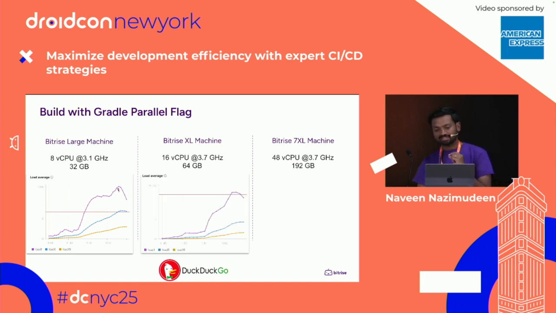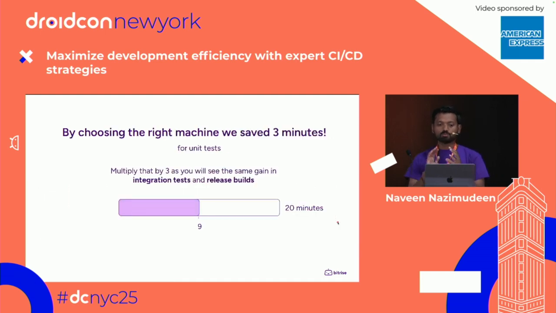Now let's take a look at the 16 vCPU. You can see that most of the processes executed below the availability level of 16 CPU. With the 48 vCPU, you can see that there was so much capacity to spare. So by choosing the right machine, we saved an additional 3 minutes. And this is just for unit tests. Now, multiply that by 3 because you will see the same gain for integration tests and for release builds.